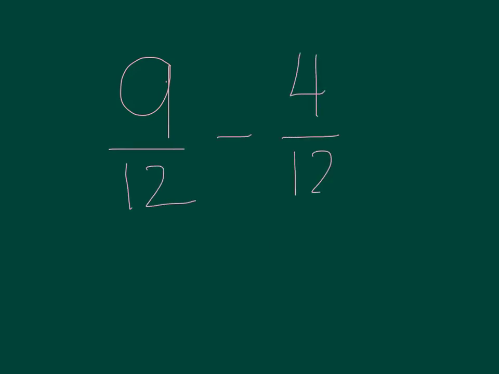Then all I need to do is say 9/12 subtract 4/12, and since the two denominators are the same, my answer is merely going to be something out of twelfths. It's going to be 9 subtract 4, 5/12.